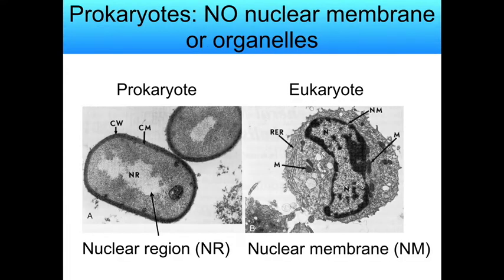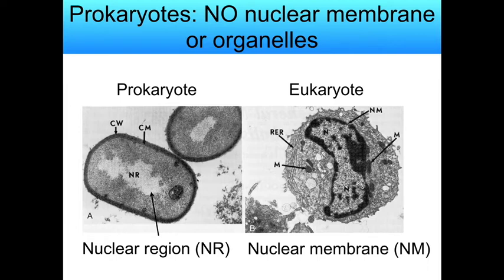Now, most of you know that the biological kingdoms can be broken down into prokaryotes and eukaryotes. The major difference is that prokaryotes have no nuclear membrane, nor do they have organelles. There is a nuclear region where you have the DNA, but there's no nuclear membrane, as shown on the right. There's no Golgi, there's no rough endoplasmic reticulum, and there's no mitochondria.